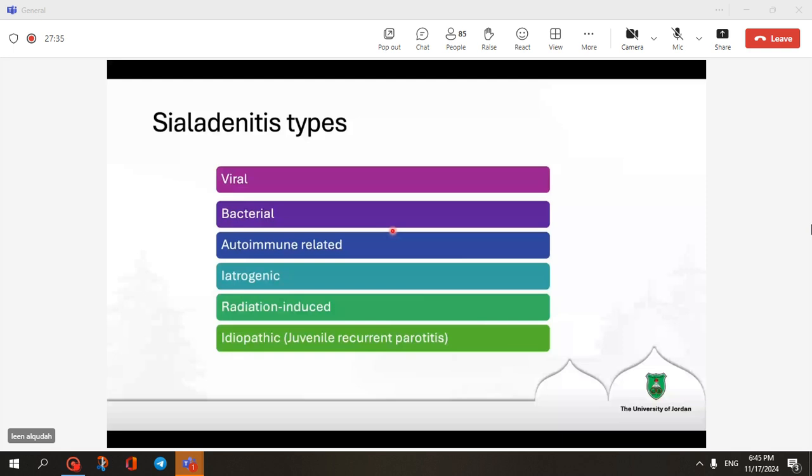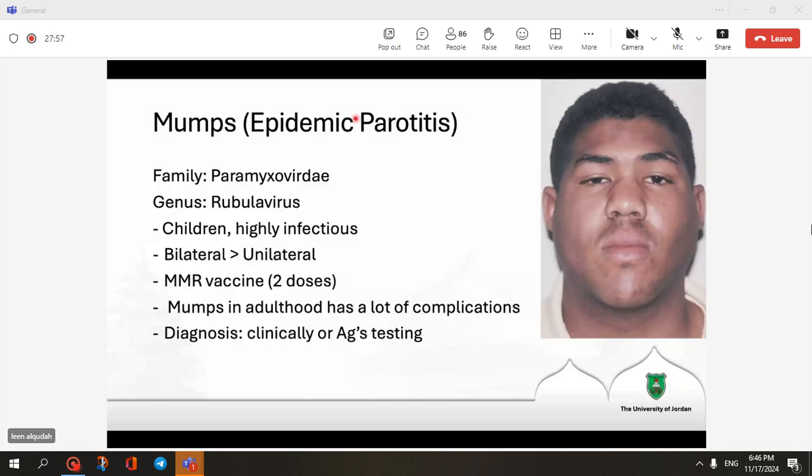Now, going to one of the common lesions that happen to the salivary glands, we have sialadenitis. Sialadenitis has many subtypes. We have the viral, the bacterial, autoimmune-related, iatrogenic, radiation-induced, and idiopathic. Idiopathic being the juvenile recurrent parotitis. The most common viral cause is basically mumps, but there are other viral infections that lead to sialadenitis, like cytomegalovirus, Coxsackie virus, HIV, echovirus, parainfluenza. But what you need to know is the most common, which is the mumps, also known as epidemic parotitis.